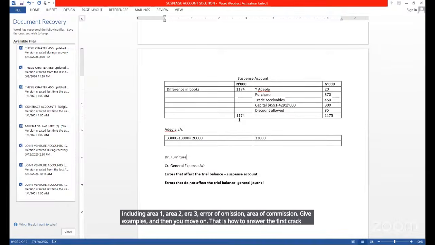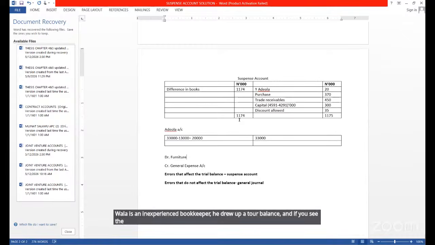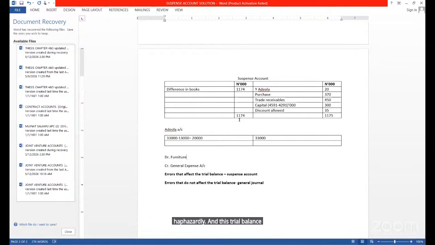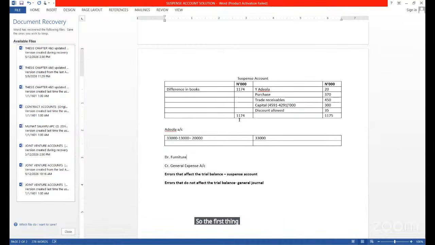The second part says, Wale is an inexperienced bookkeeper. He drew up a trial balance, and if you see the trial balance, it is drawn haphazardly. This trial balance now has a debit total that is different from the credit total. So the first thing you are told to do once you move to C is correct that trial balance.